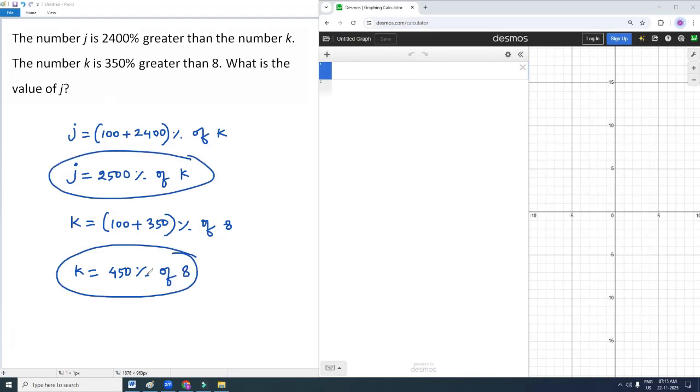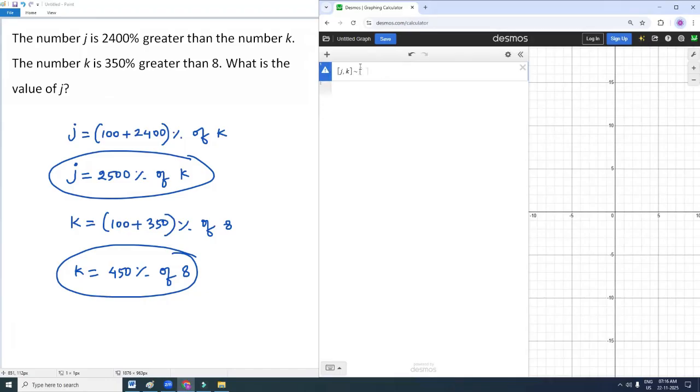Now we have to take these two equations as input in Desmos. Okay, so in Desmos, let me take the square bracket. Now I have to consider the quantities we have on the left side of both the equations. They are j and k. Now let me take these two quantities over here. That is j, comma k, close the square bracket. Then we have to take the tilde sign, open the square bracket again.